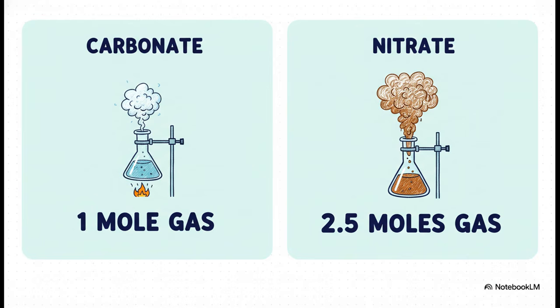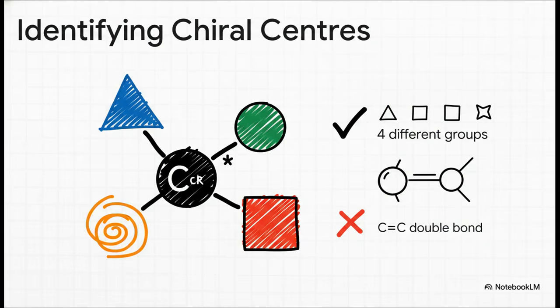Simple. But if you heat 1 mole of a nitrate, well, you get 2 moles of that toxic brown NO2 gas plus half a mole of oxygen. That's a grand total of 2.5 moles of gas. This is such a common trick question, asking which reaction makes the most gas. Now you know. All right, let's move into organic chemistry and talk about isomerism.